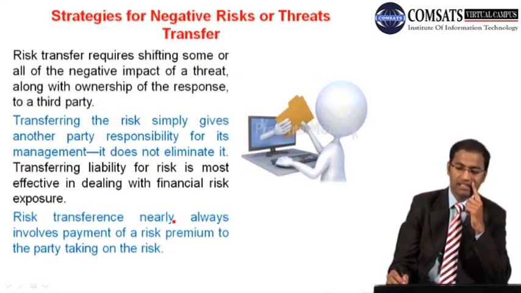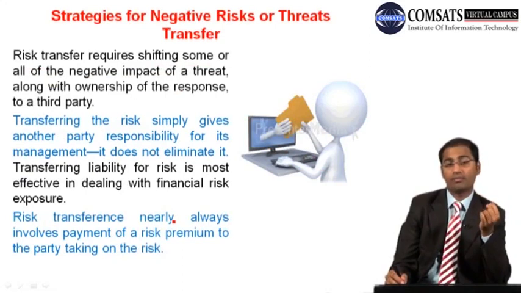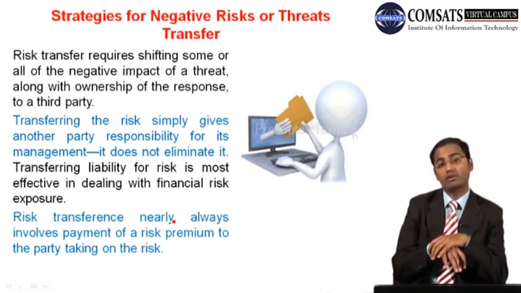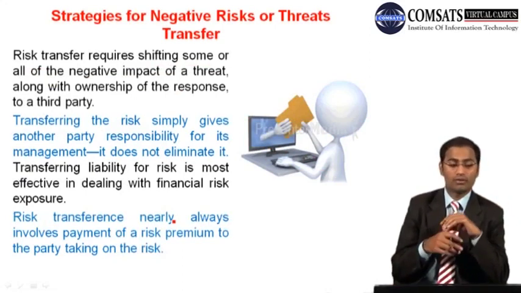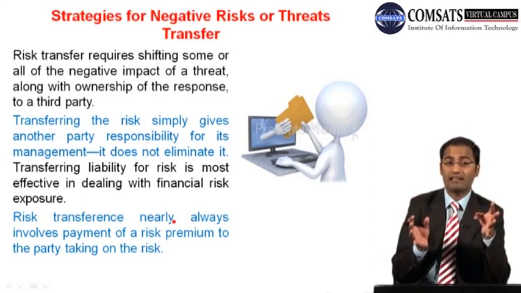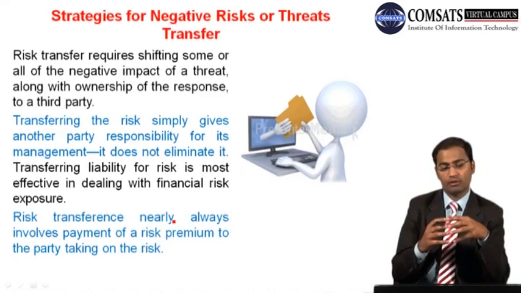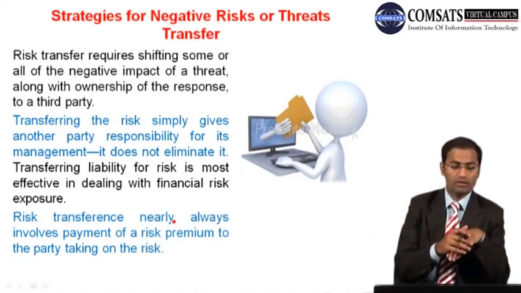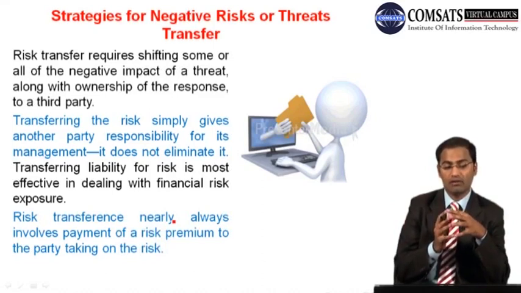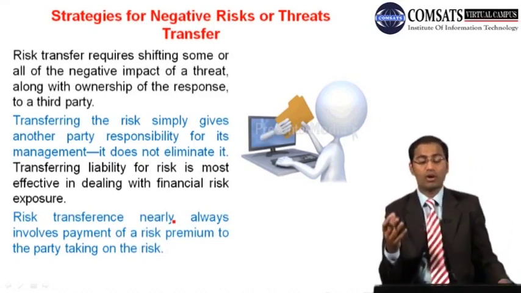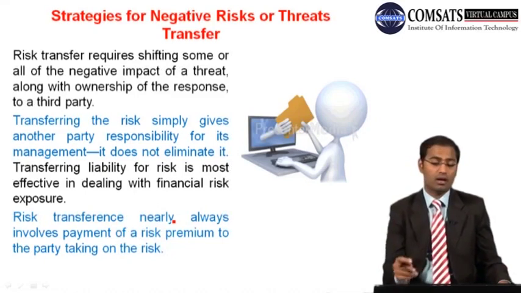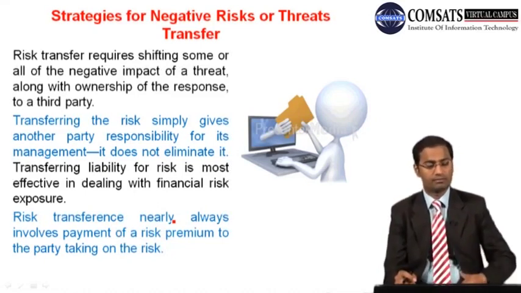And the second one is transferring. The second strategy for negative risk or threats is transfer. So risk transfer requires shifting some or all of the negative impact of a threat along with ownership of the response to a third party. So transferring the risk simply gives another party responsibility for its management. So it does not eliminate it, remember, it is just transferring.